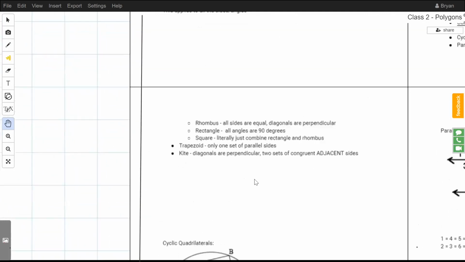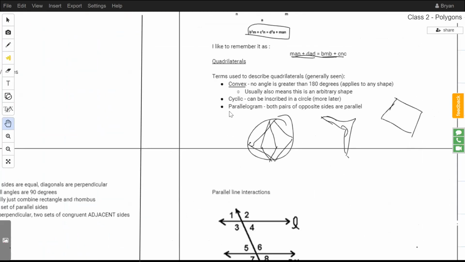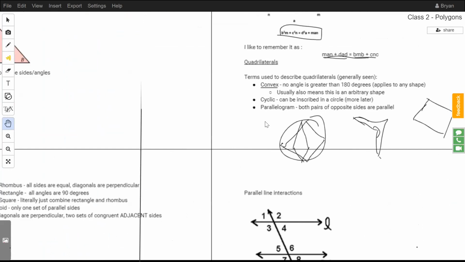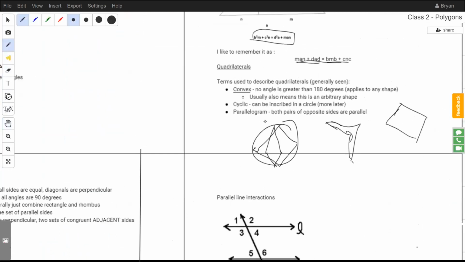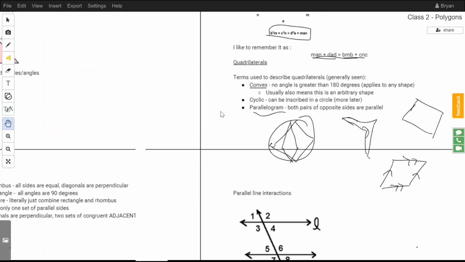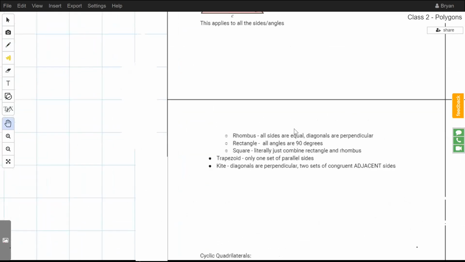Anyway, and then we'll also be talking about parallelograms, which are quadrilaterals which have two pairs of parallel, hence the name, opposite sides. And within parallelograms, there are a few subcategories that I'd like to talk about.